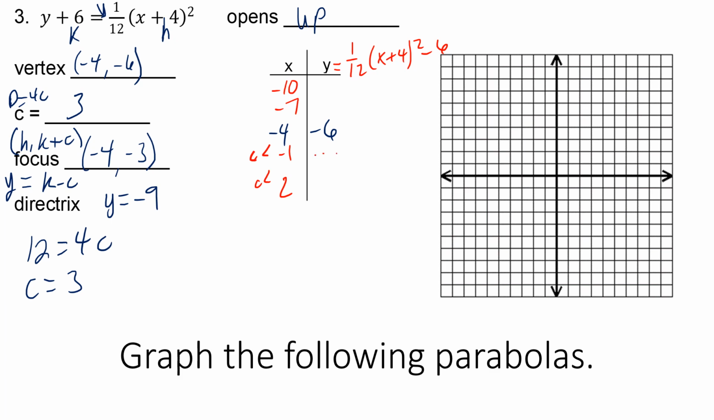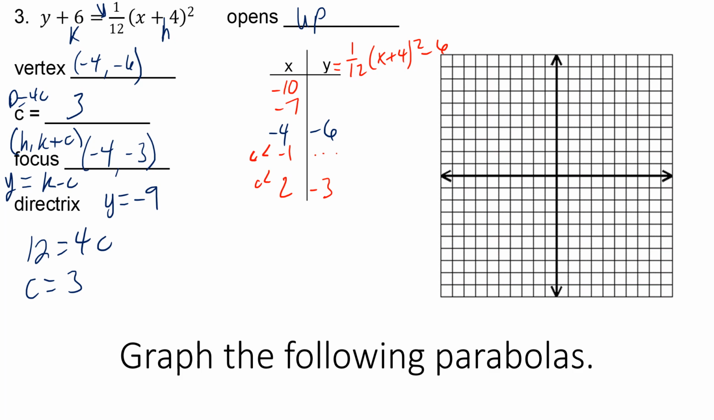Okay. So now I can do 2. Let's see what happens with 2. So I'm going to plug 2 in. I get 2 plus 4 is 6. 6 squared is 36. 36 divided by 12 gives me 3. 3 minus 6 gives me -3. So I'm like, oh, that one works way better.